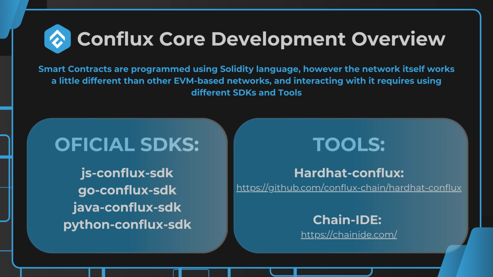For example, you can build a site using the JavaScript SDK that can interact with Conflux Core. It has useful features for people who use that language. The choice of which SDK to use depends on your preferences and expertise.